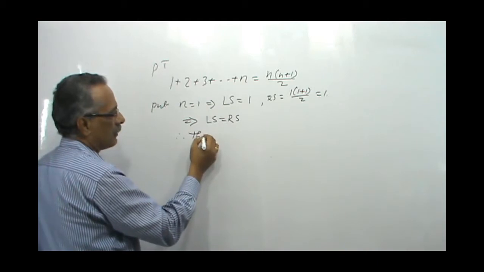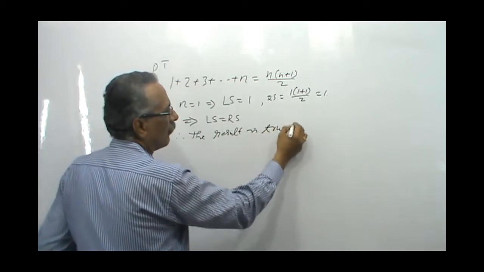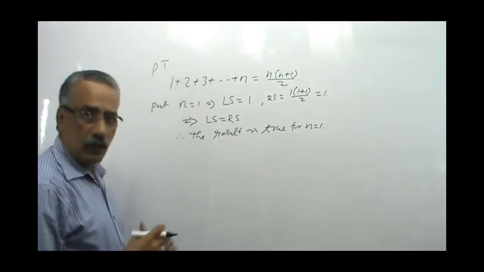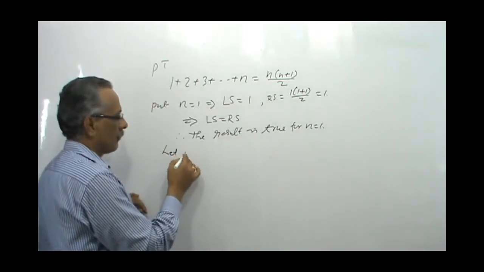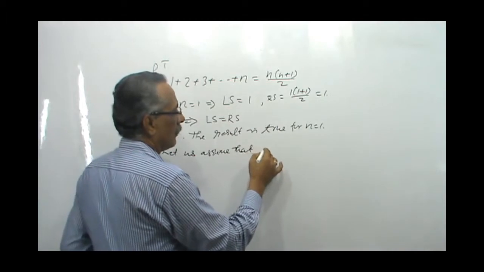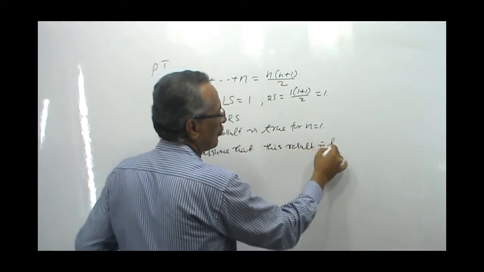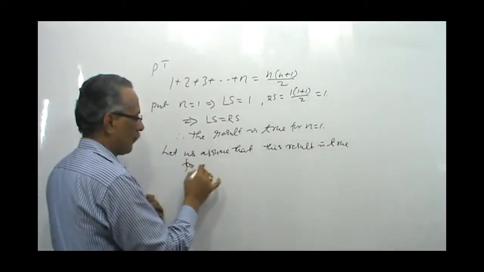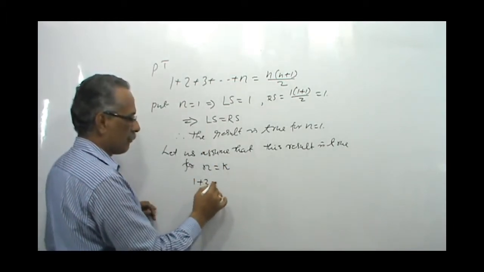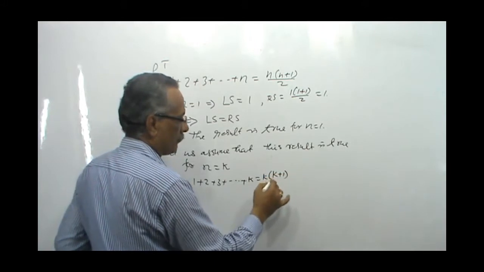Therefore, the result is true for n is equal to 1. That's the first statement. Now let us assume that this result is true for n is equal to k. That is 1 plus 2 plus 3 plus etc. plus k is equal to k into k plus 1 by 2.